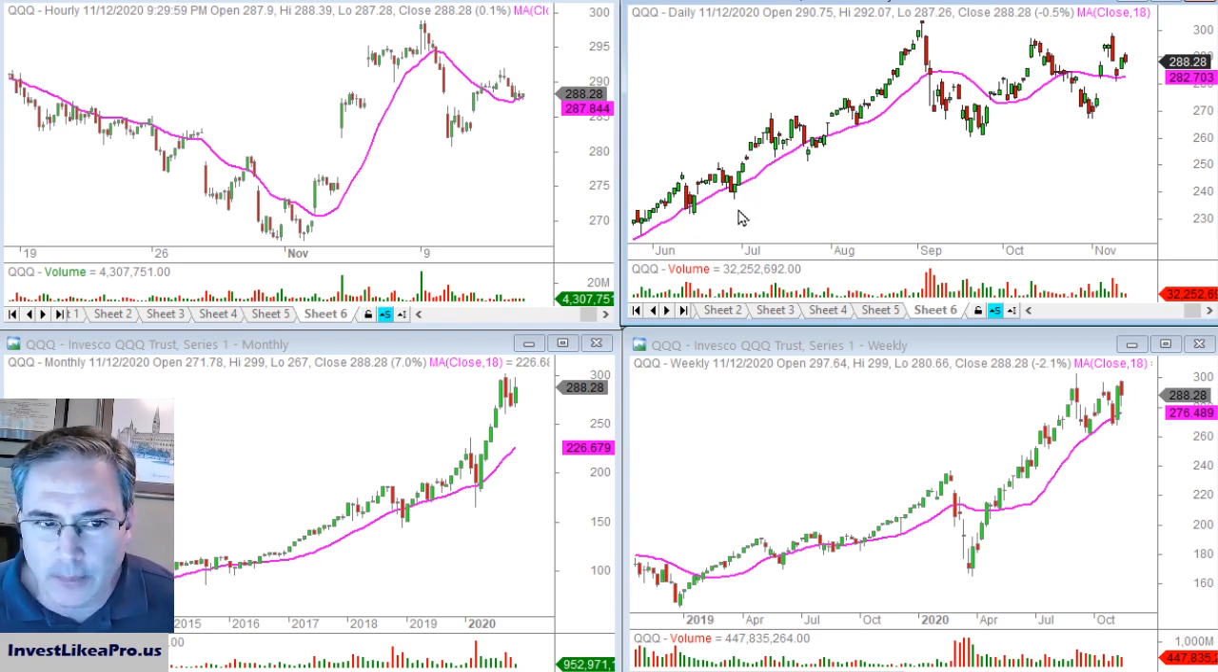Find those on a pullback and then go down to the hourly and look for an entry. That is really a great starting point. And then notice what happened. It got a little stretched away, a little crazy away. And then when it came down, it broke the line. And look at what's happened since that time.